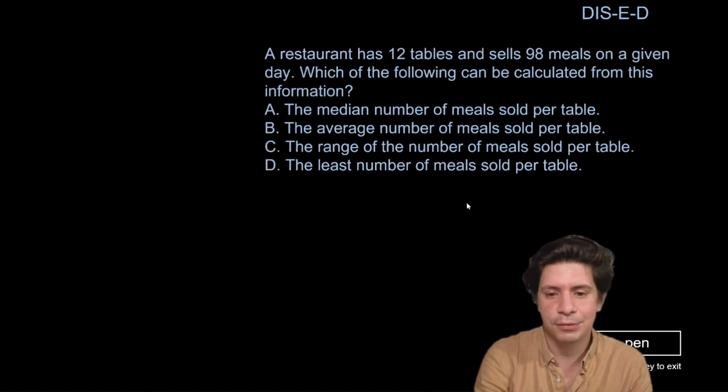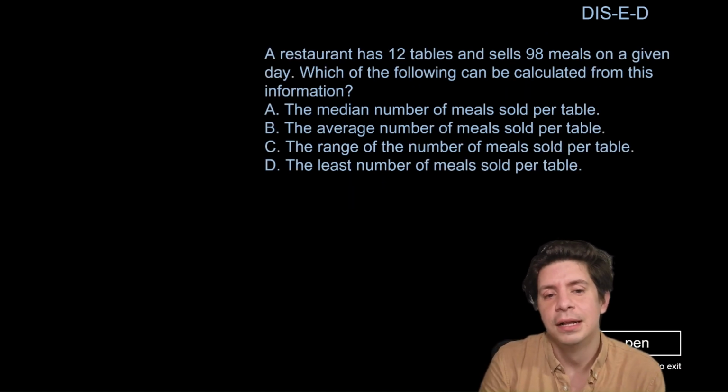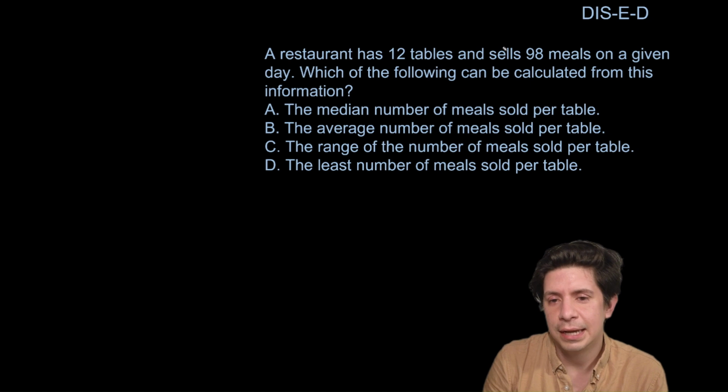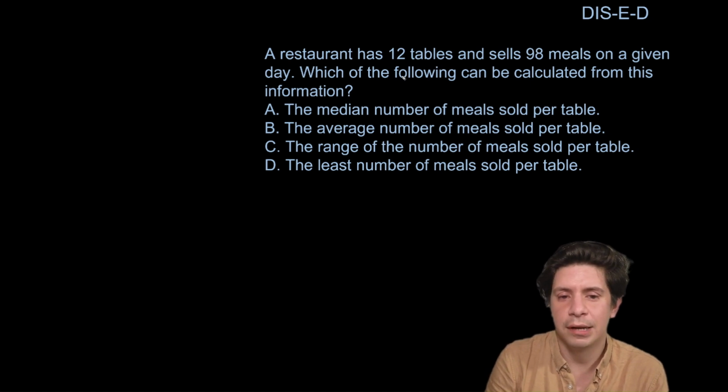If you have questions on them, though, feel free to leave them in the comments. A restaurant has 12 tables and sells 98 meals on a given day. Which of the following can be calculated from the information? 98 meals, so we have a total and we have a number of numbers.